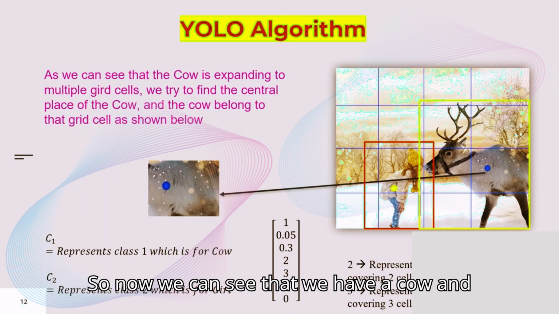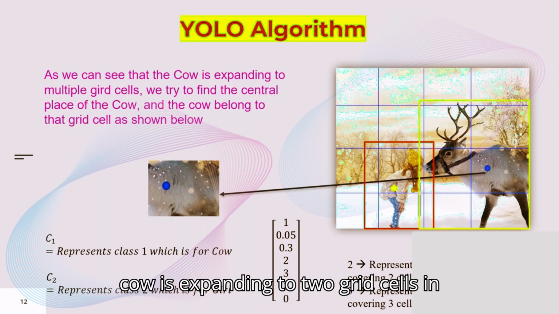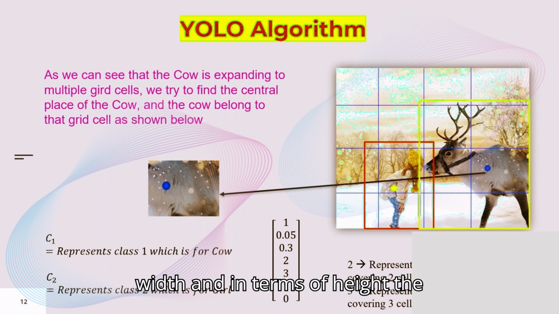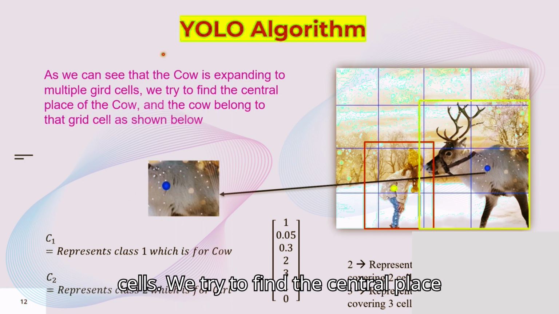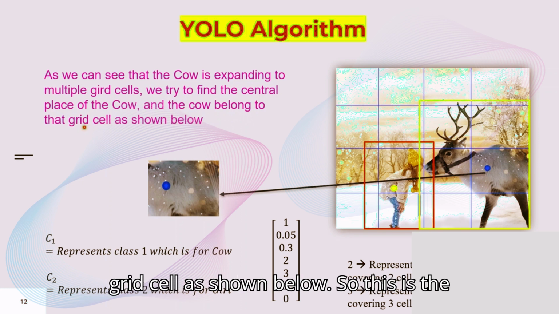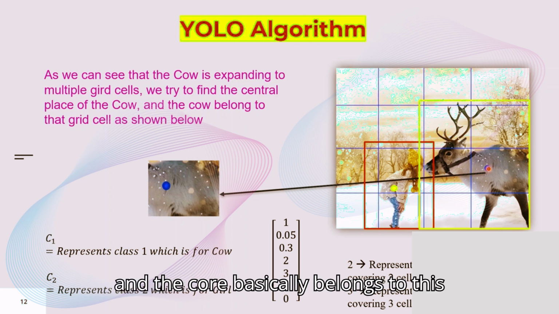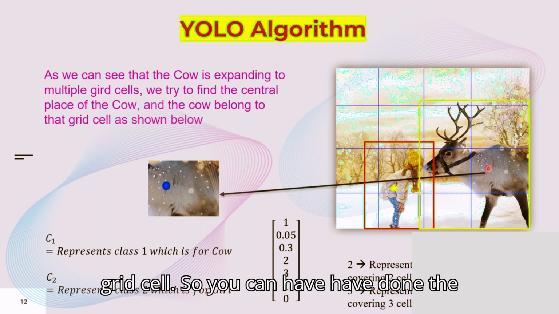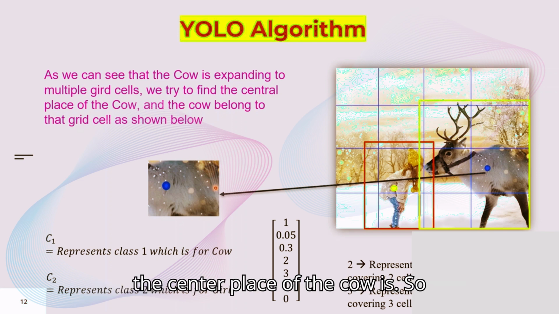Now we can see that we have a cow and a girl in the image. The cow expands to 2 grid cells in width, and in terms of height, the cow expands to 3 grid cells. As the cow spans multiple grid cells, we try to find the central place of the cow, and the cow belongs to that grid cell, as shown below. This is the central place of the cow, and the cow belongs to this grid cell. You can take a snapshot of this specific grid cell where the central place of the cow is.